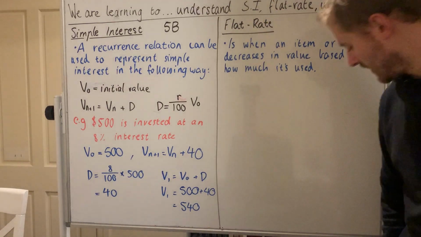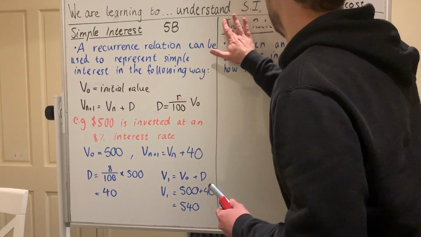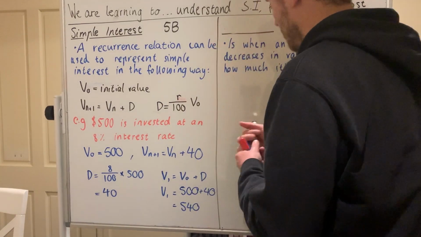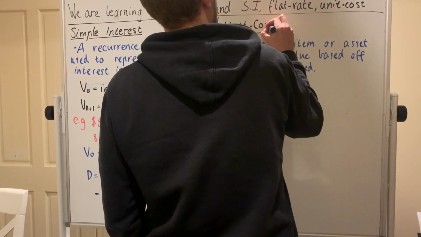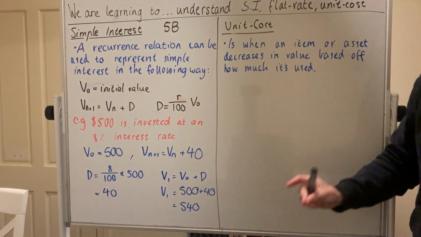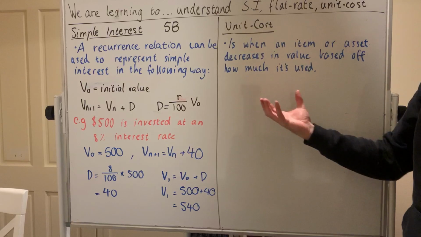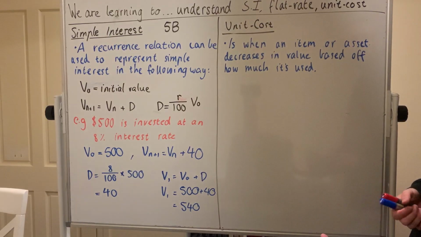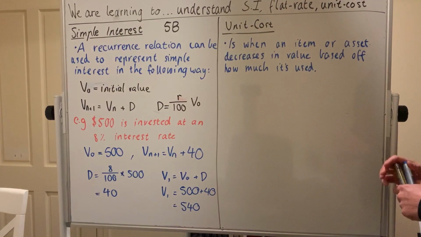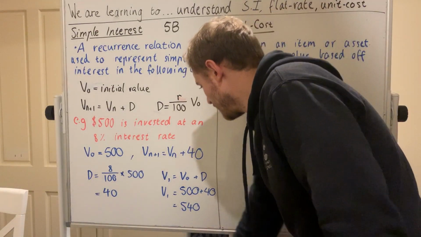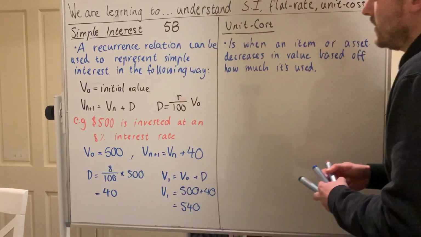All right, because I don't want to start the video again, I've just realized I've done the wrong subheading there. That's not flat rate, that's unit cost. Sorry, it's late when I'm doing this. I'm getting my subheadings all mixed up. Sorry, that's unit cost. However much the unit is used, that's how much is decreasing in price. All right? I'll let you know before I end this lesson. All right, so let's just do an example because these can be represented with recurrence relations.